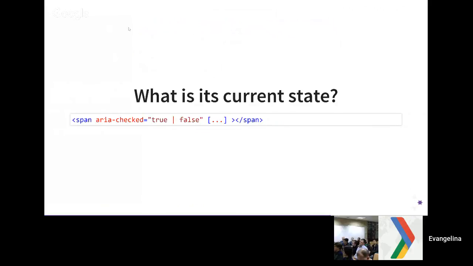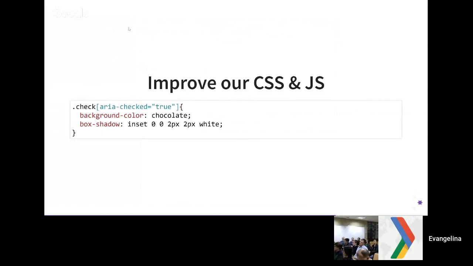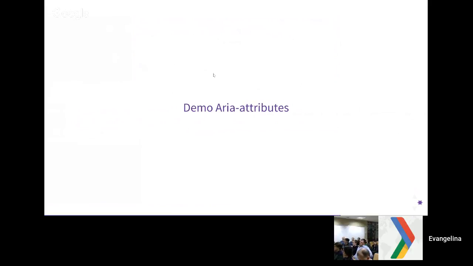And to do this, we will use an aria-checked attribute, which is a Boolean attribute, and it takes true or false. What we will do now is to modify our JavaScript and CSS to improve it. Our CSS will no longer need the aria-checked class because we can now use this combination of selectors, and we can actually use aria-checked equals true as a selector. And our JavaScript will be easier as well.